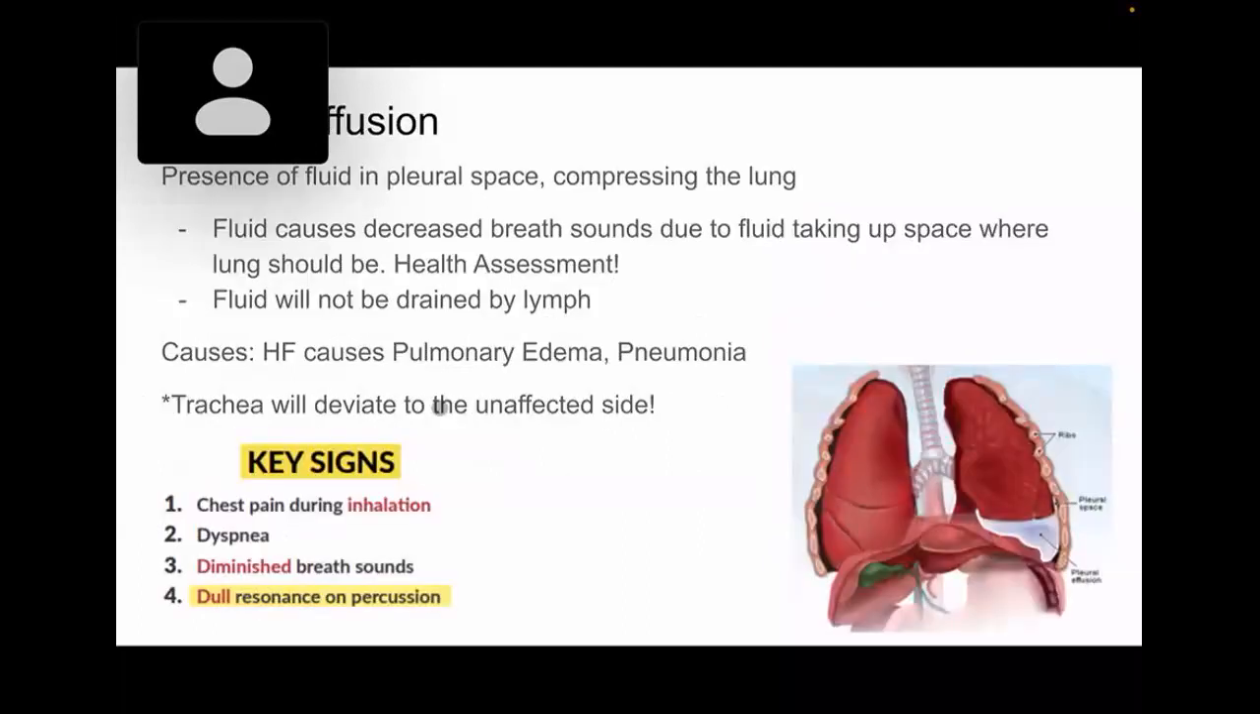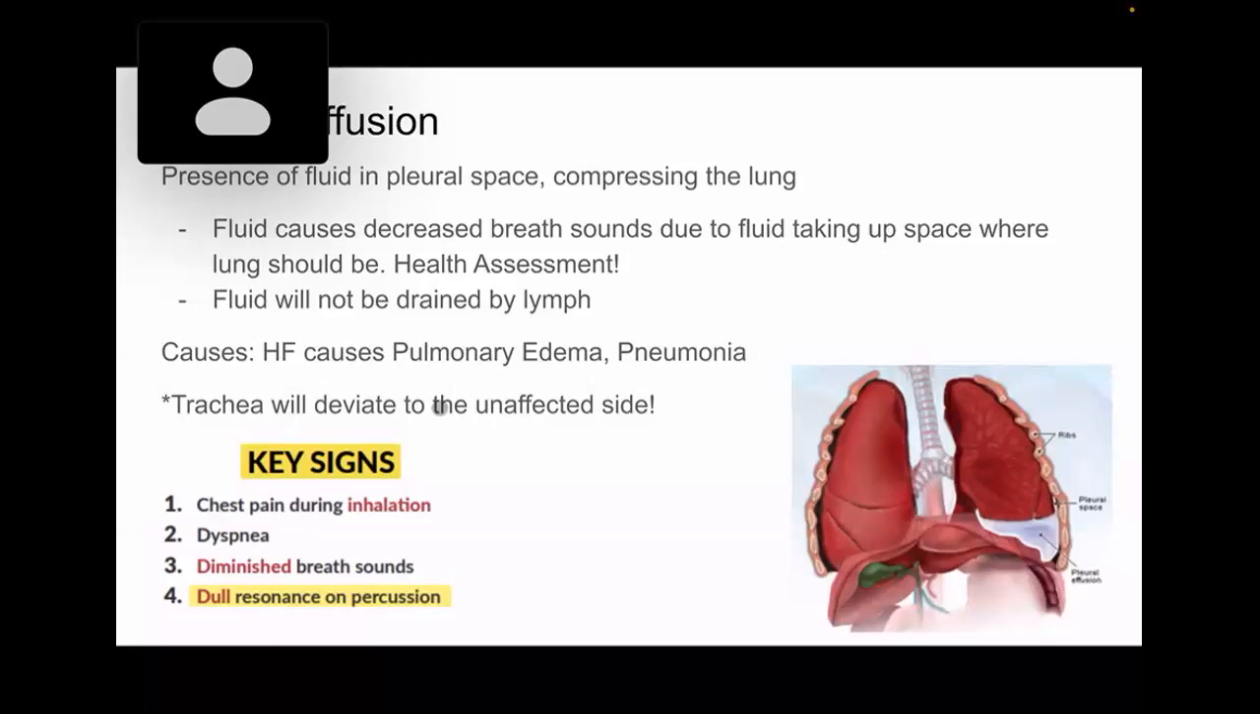Pleural effusion, again, we more so see this in the adults. Just note that as fluid begins to build in the pleural space, it's going to squish the lung. Because this fluid will not be drained by our normal lymphatic system, we're probably going to need to put in a chest tube or do a needle aspiration or something like that. It's important to note our hallmark signs and symptoms.